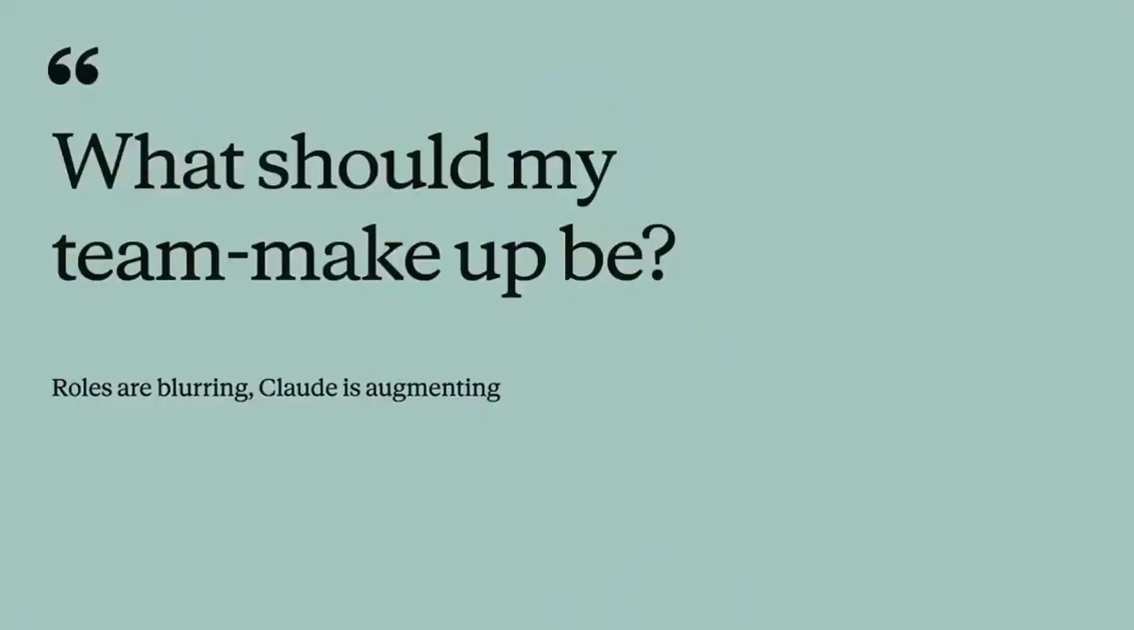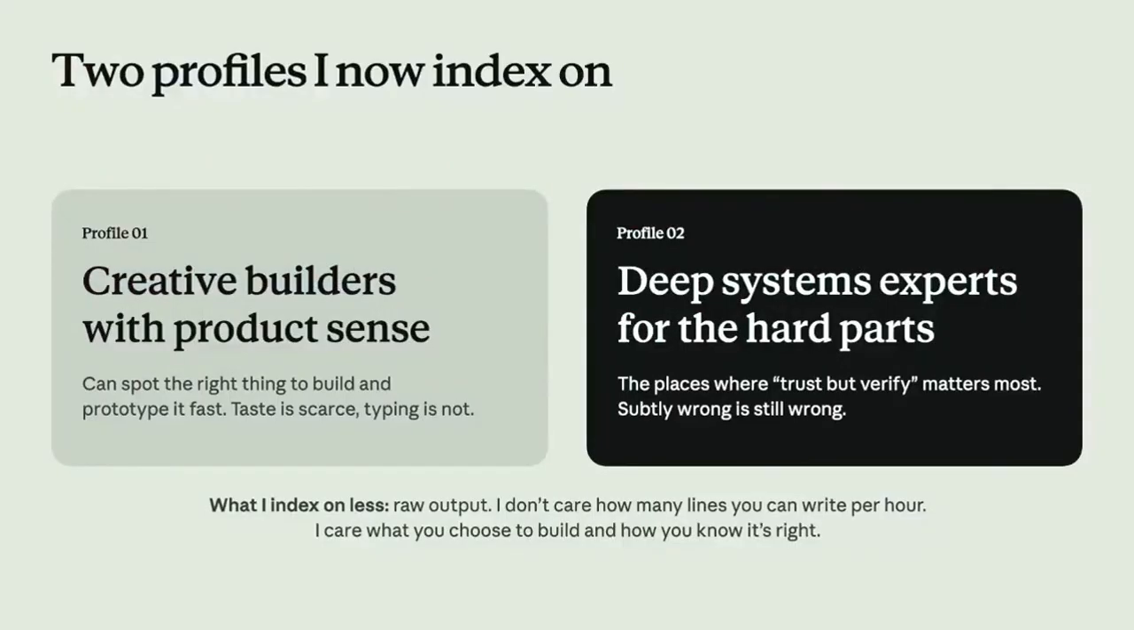Which leads me to, what should my team makeup be? Because roles are blurring, Claude is augmenting. On Claude Code, there are two profiles for engineers that I've heavily indexed on. One is creative builders with product sense. Usually these are the dreamers, with a big sense of curiosity. You're really passionate about a problem and think maybe you could ship a product that solves it, but then there's a lot of iteration to make sure you're delivering a delightful experience.